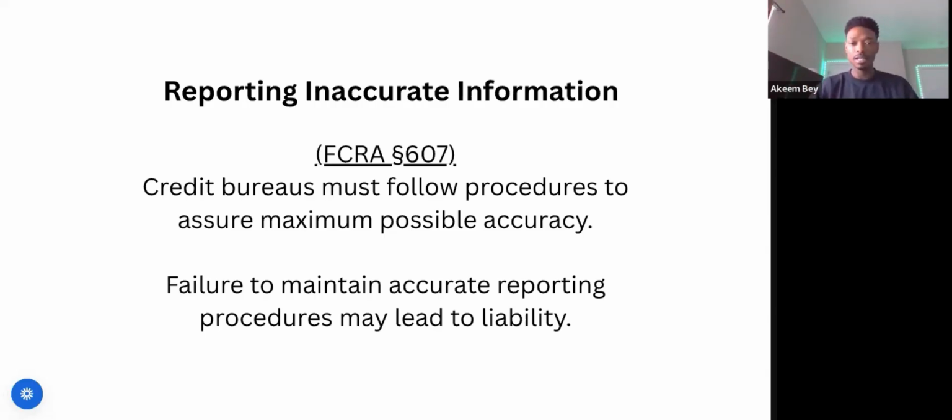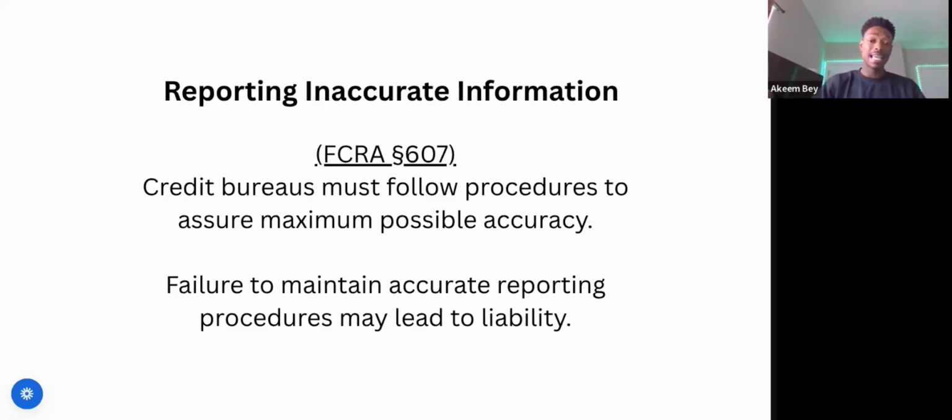So, reporting inaccurate information under Section 607 of the Fair Credit Reporting Act. Again, the bureaus have to follow procedures to assure maximum possible accuracy. And this is why we use this method to get accounts deleted from your credit report or escalate the dispute process to the courts, right? Because if things are still not accurate on your credit report and you've proven that through the dispute process, then again, it's a slam dunk every time.